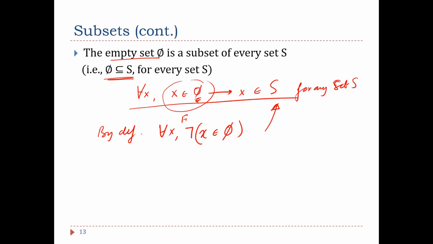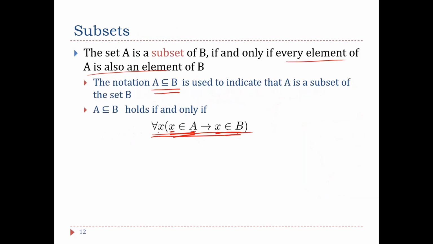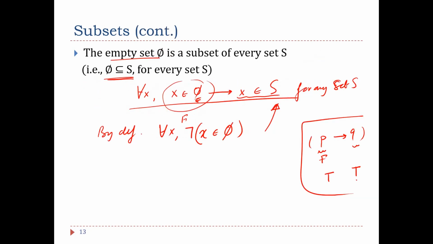Just as a reminder, P implies Q is true whenever P is false, or if P is true, then necessarily Q must be true. But if P is false, the implication is always true, no matter what the conclusion Q is. This is why, according to the definition given here, the empty set is a subset of every set.